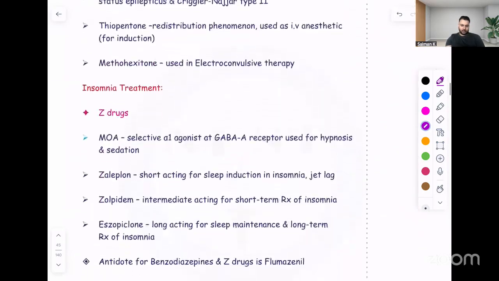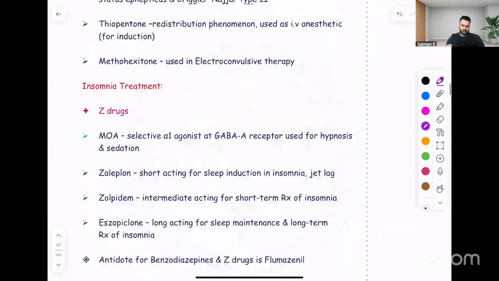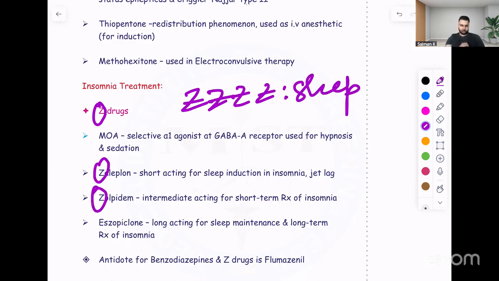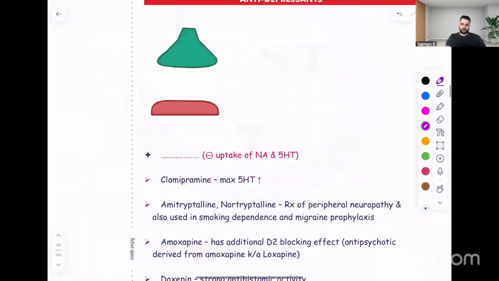Since you have said this insomnia, etc., is not a high yield topic, anyway, just to remember, I told you the word "Z" means sleep. So I am saying that this is the letter Z here. Zaleplon, zolpidem, etc. These are the drugs that we use for inducing sleep.